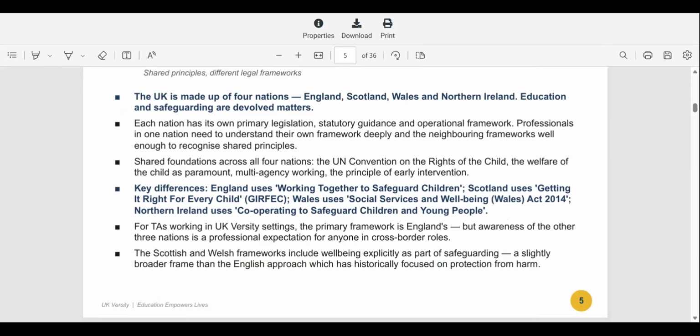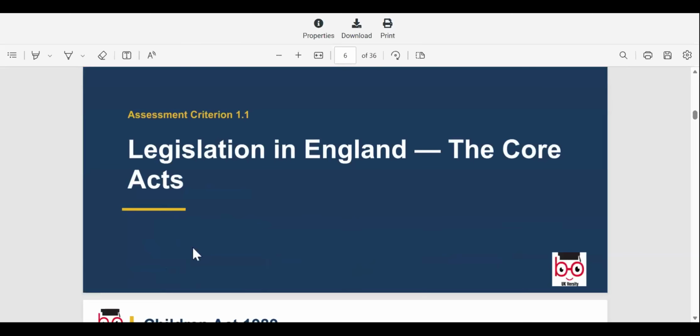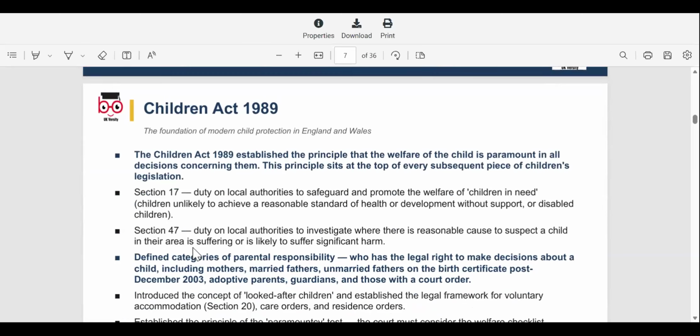Wales is managed by the Welsh Government, and Northern Ireland by the Northern Ireland Assembly as well. So, the Children Act 1989 is a really important piece of legislation. This legislation is vital in UK law because it keeps the child safe and protects their well-being. It also states that a child's well-being must always come first, so it's paramount to everything in all decisions being made.